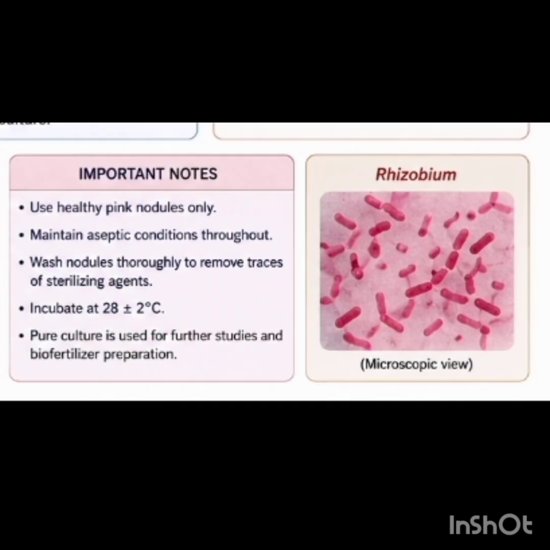So we can conclude that isolation of Rhizobium from root nodules demonstrates the principles of symbiotic nitrogen fixation and highlights the importance of beneficial soil microorganisms in sustainable agriculture. So by studying these bacteria, we can learn how nature itself provides solutions for improving soil fertility and supporting future food production.